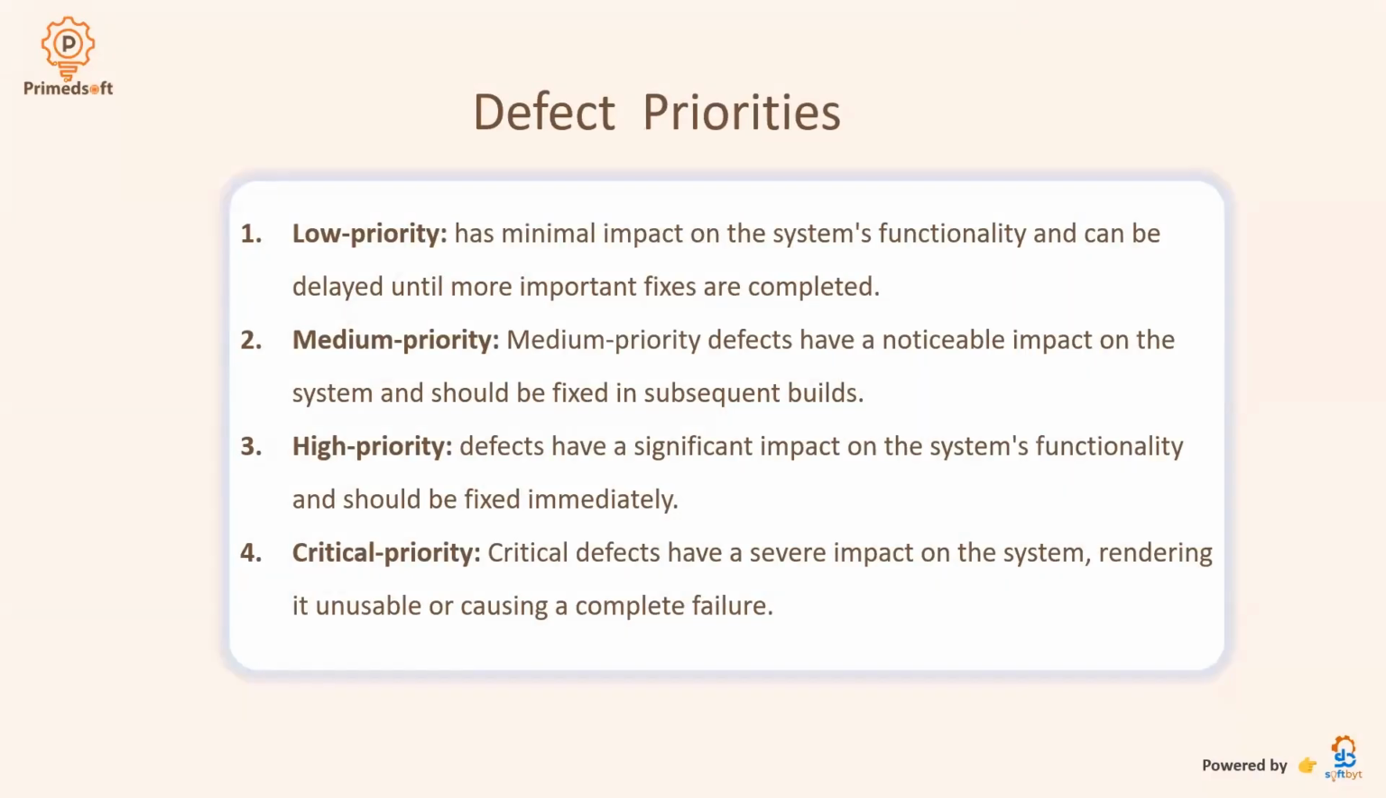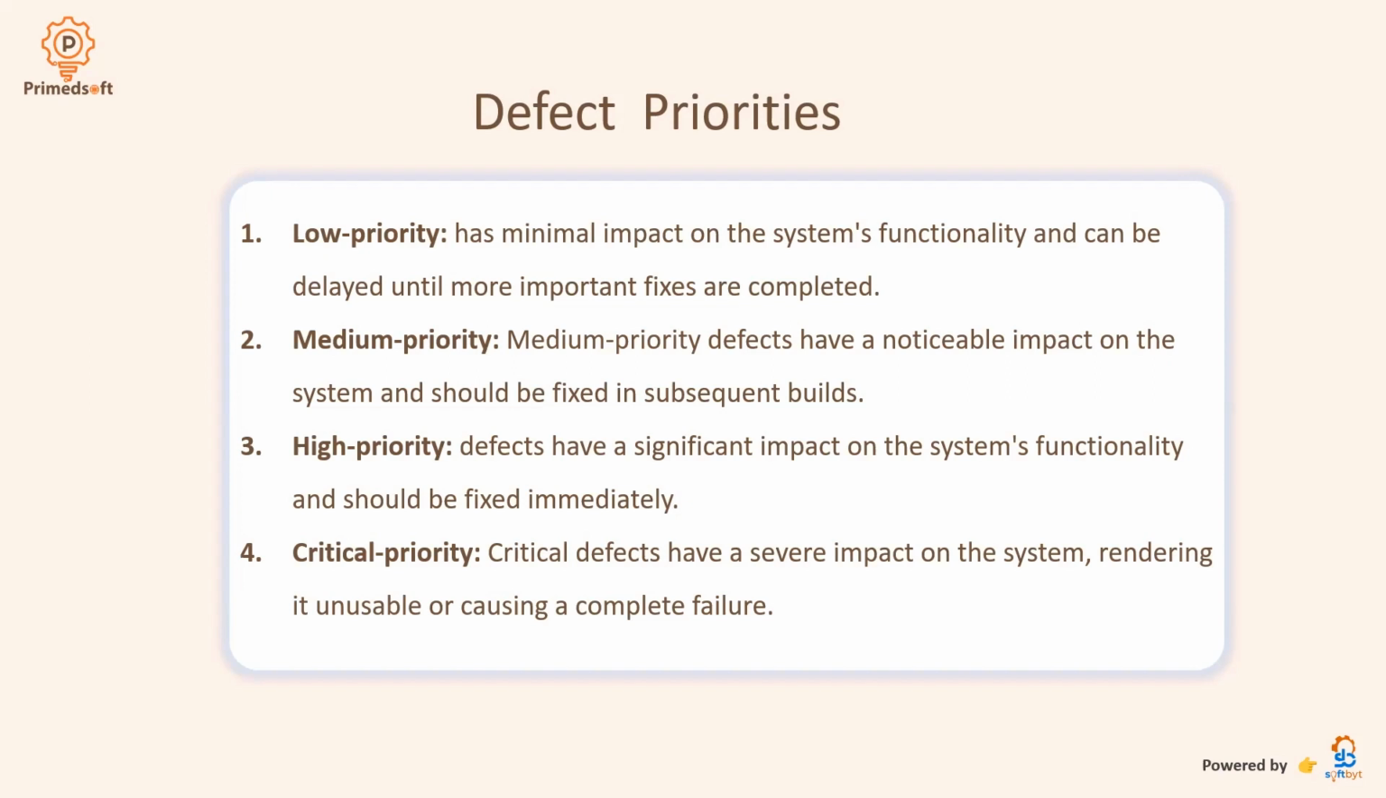Defect priorities. We have low priority, and low priority is when it has minimal impact on the system and can be delayed until more important fixes are completed. So when the priority is low, you do not need to rush. You have to wait. They can put it to the next sprints, because this is low. We are not in a hurry to do it. It has no major impact on the system or the software.